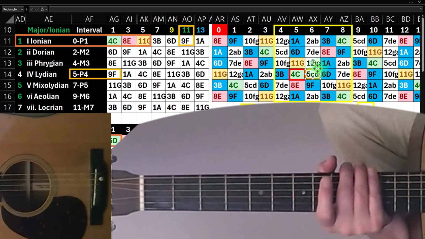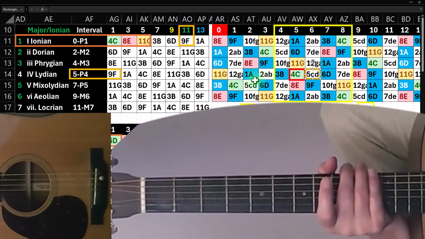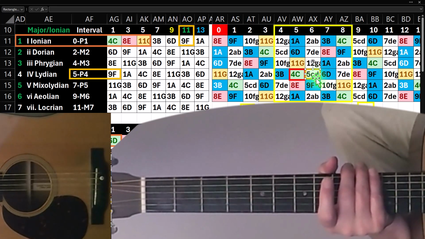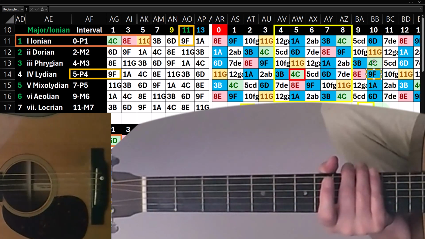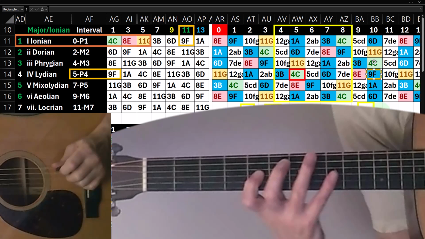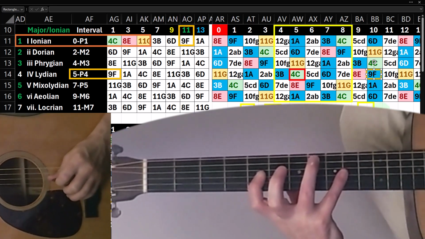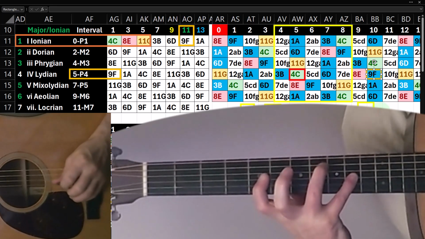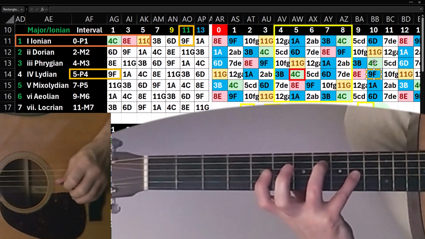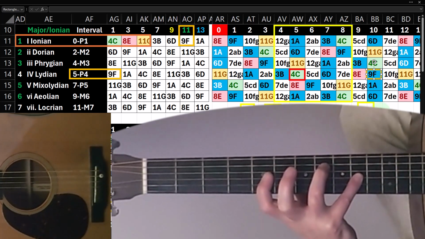All right. So in any case, let's say we go on the same string, we go up 5. 1, 2, 3, 4, 5. So we're going to go from here. 1, 2, 3, 4, 5. So if I go from the C to the F, that's a 5-note away perfect 4th. All right, let's go above it now.